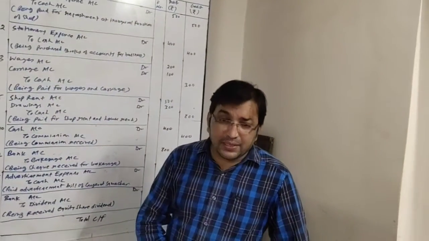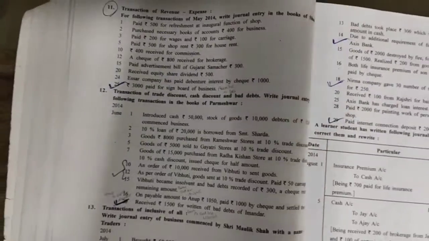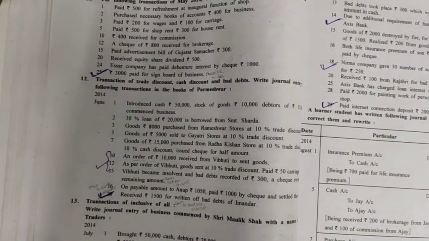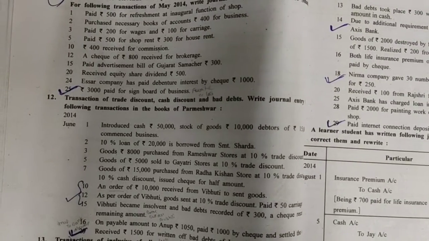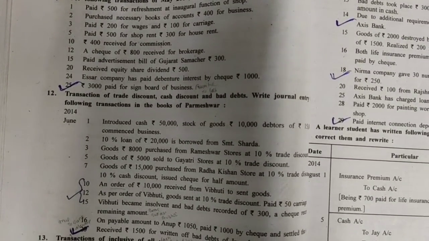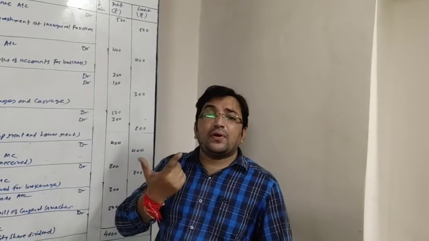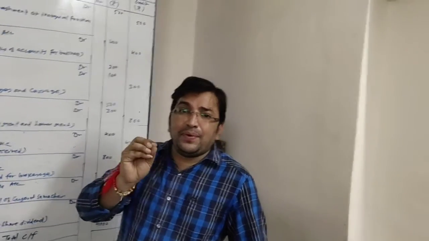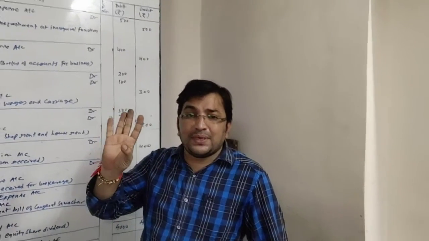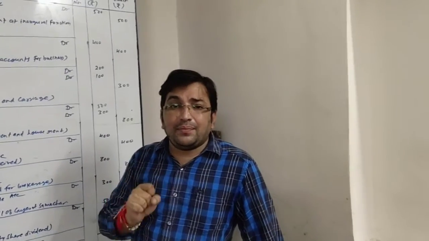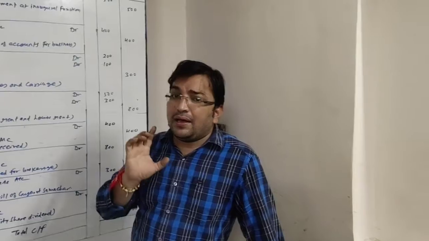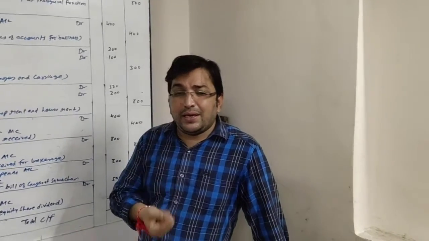Okay, let's move to next transaction, which is on date 12. A check of rupees 800 received for brokerage. What is brokerage? When we act as a mediator between two different persons, we sometimes get some commission from them, and that commission is known as brokerage. Now it is an income.